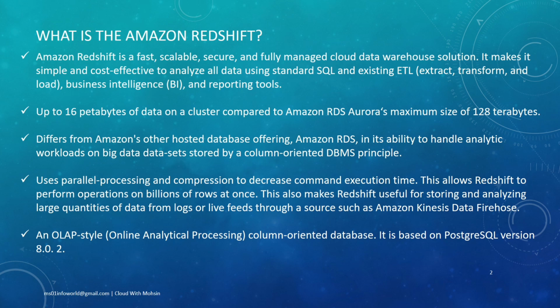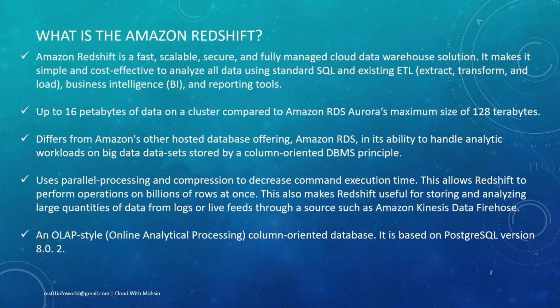Redshift works in parallel. It's called MPP, that is massively parallel processing, and it also provides compression, and because of this it can perform operations on billions of rows at once. So you can understand it's a very fast, secure, and scalable solution offered by AWS.